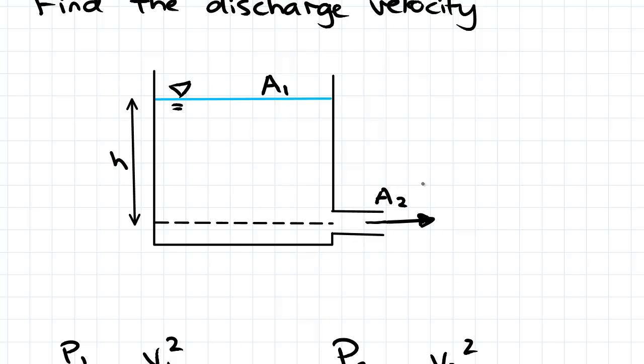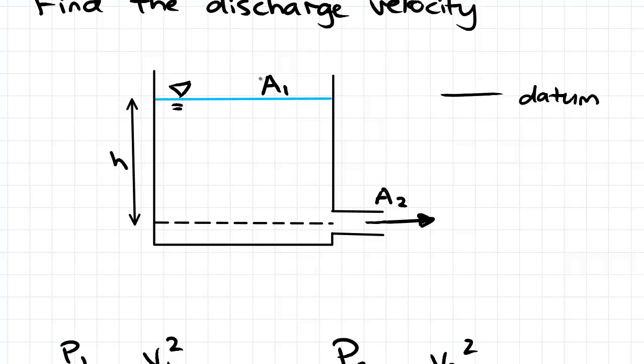So first what we need to do is establish the datum. We'll put that at the top for simplicity's sake. So here's our datum. You can put it at the bottom if you like. It doesn't make a difference because we're taking a difference of heights. It will all be the same, but we need a reference line to which we make our calculations. So that will be the top of the fluid.